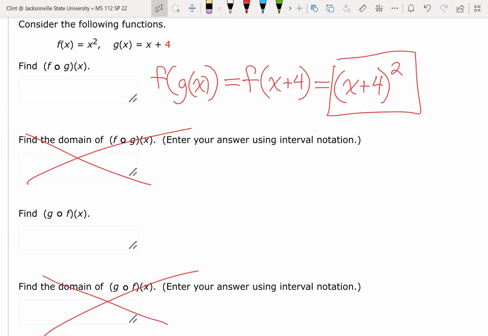Next one, same thing, but the order is different. On this one, we've got g open circle f. So g composed with f. So f's going to go on the inside. We'll have g of f of x. So f of x is x squared. So we'll write x squared instead.